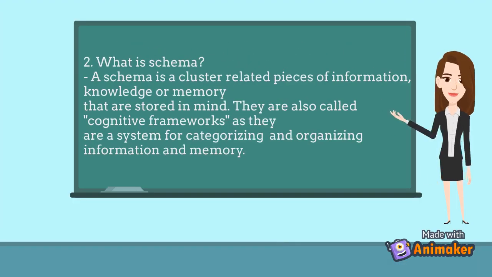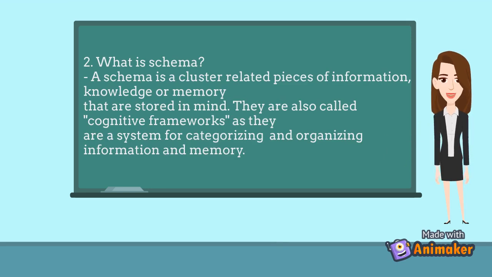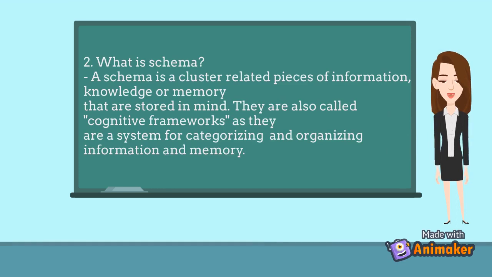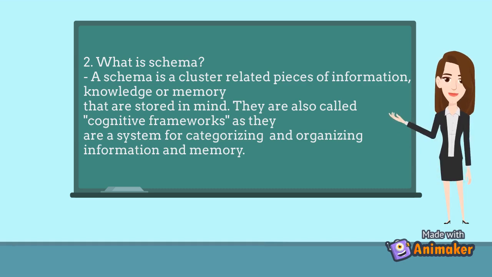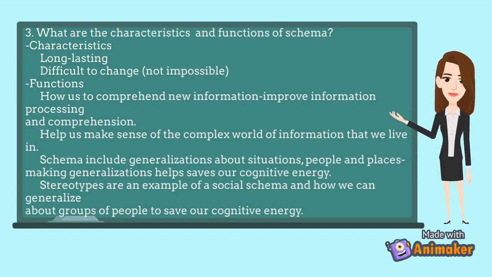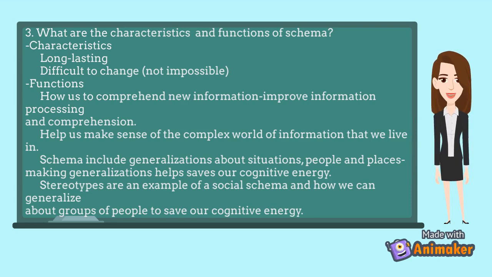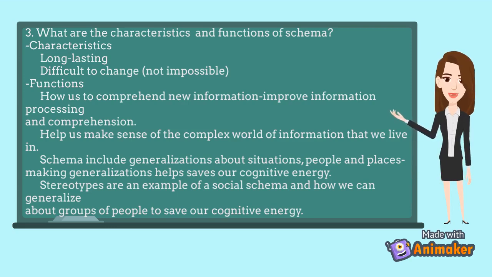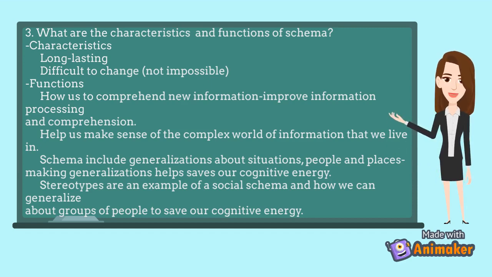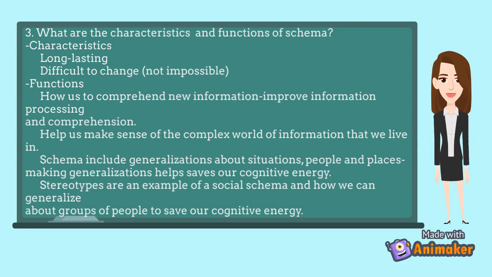2. What is schema? A schema is a cluster of related pieces of information, knowledge or memory that are stored in the mind. They are also called cognitive frameworks as they are a system for categorizing or organizing information and memory. 3. What are the characteristics and functions of schema? Characteristics: long-lasting, difficult to change but not impossible. Functions: help us comprehend new information, improve information processing and comprehension, and help us make sense of the complex world of information that we live in.